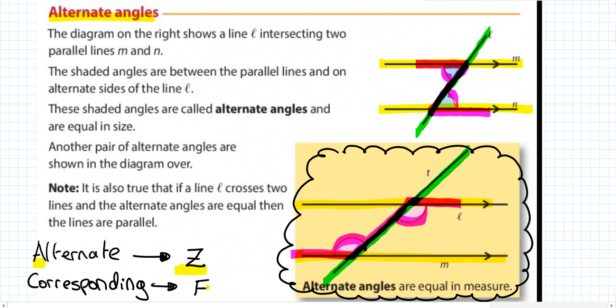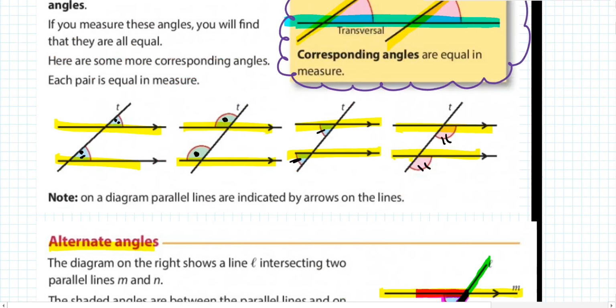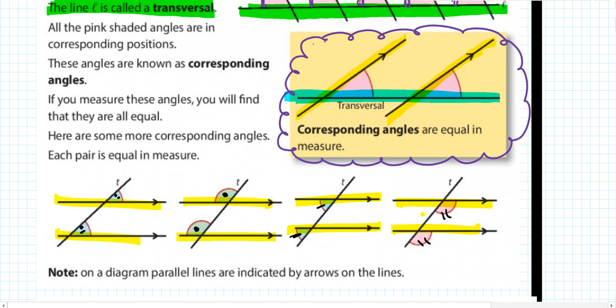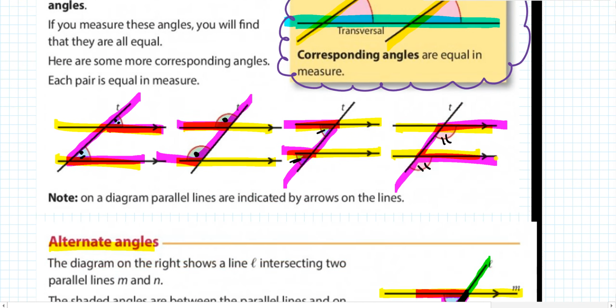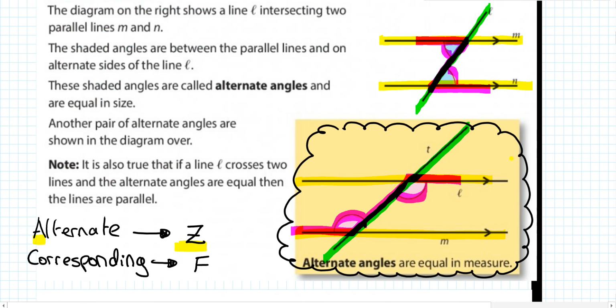Now I haven't mentioned that corresponding makes an F shape, so I'm just going to go back and look at the correspondings, and you will see here there's an F shape. Here there's a backwards F. Here there's a backwards F and it's upside down. And here there's an upside down F. So corresponding angles make an F shape, where alternate angles make a Z shape.